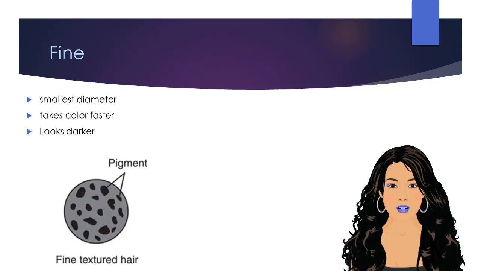Fine hair, or hair with a small diameter, will take color faster, as there is not much space to fill in. However, coloring fine hair can make hair appear darker, as it doesn't have much room to fit in very many hair color molecules, as they become cramped and overlap one another.